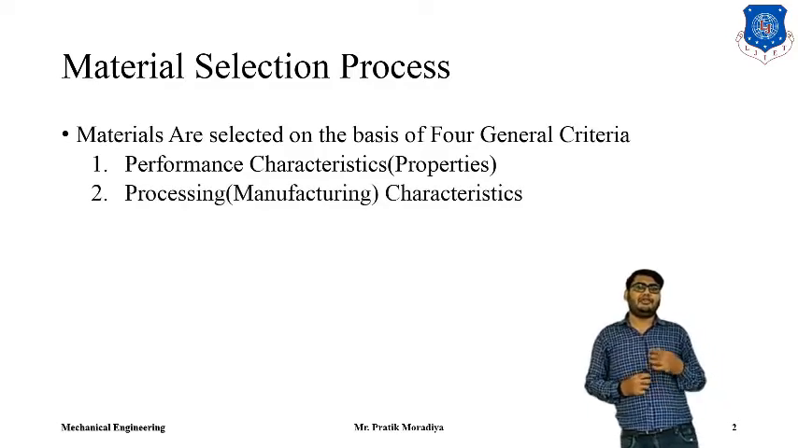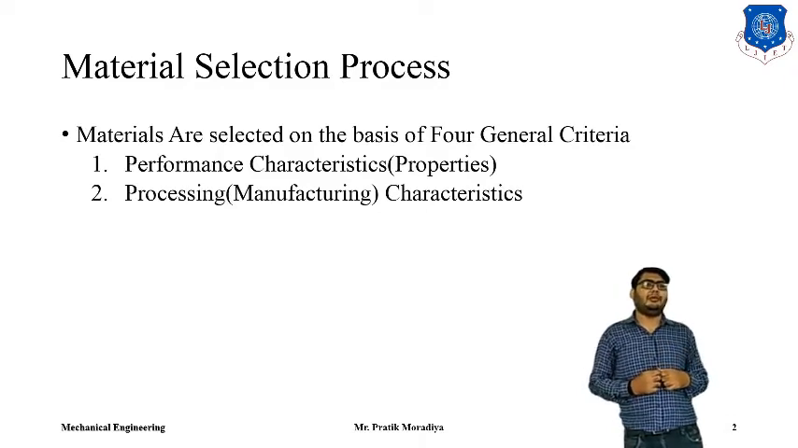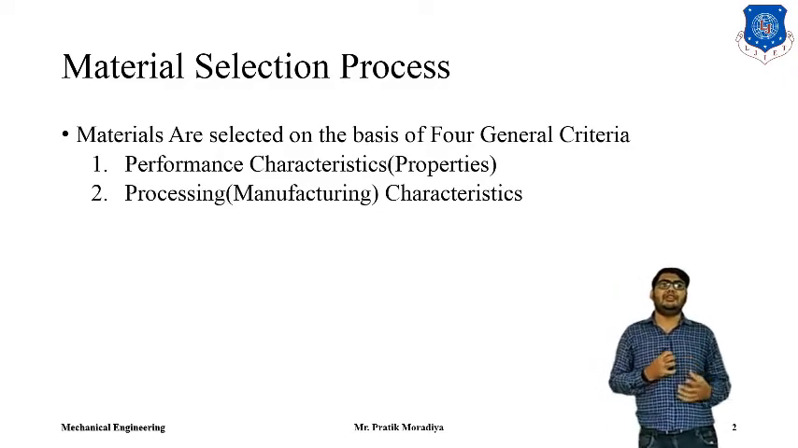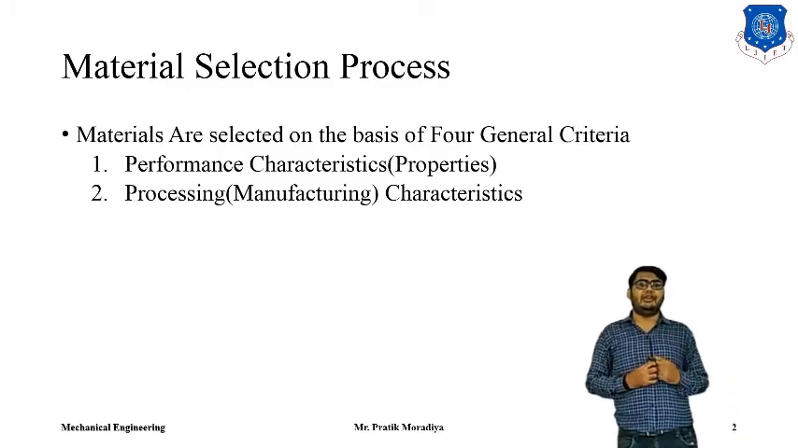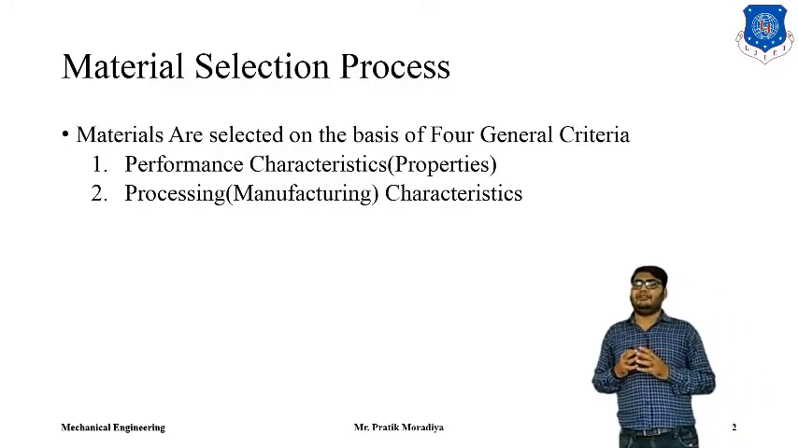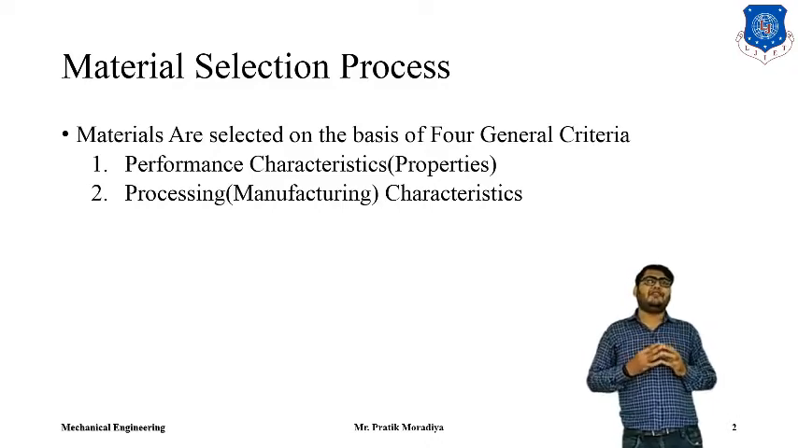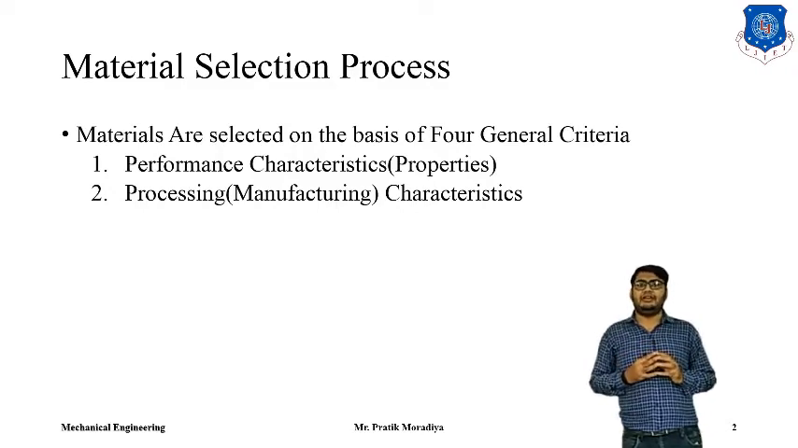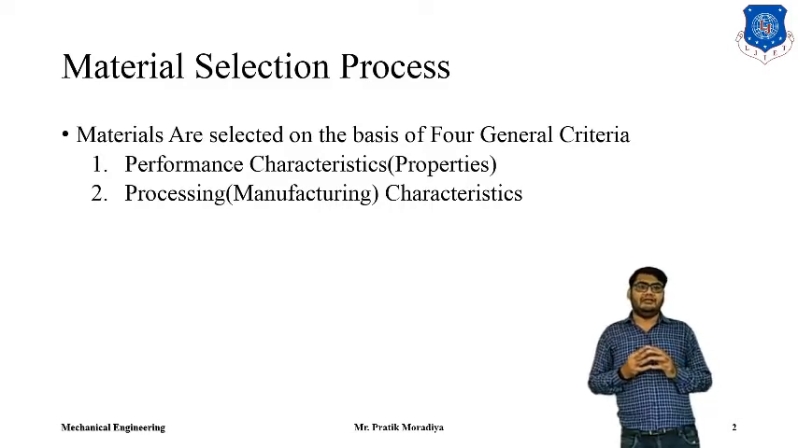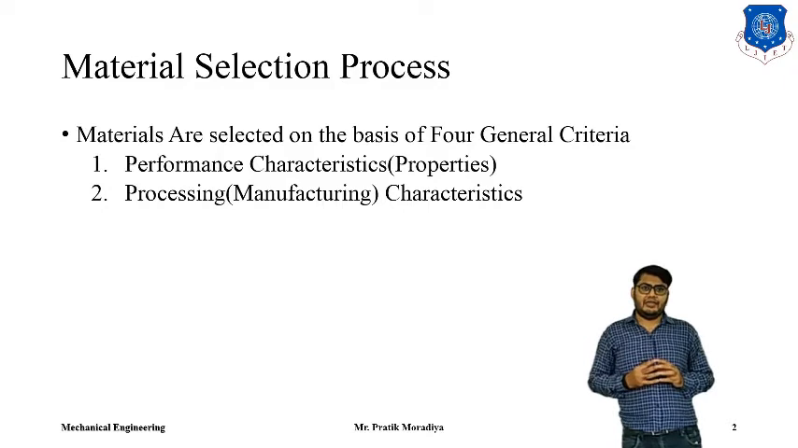And then we also consider processing characteristics or manufacturing characteristics. Basically, we consider the manufacturability of the material. Suppose I find a material which is a very good candidate for performance characteristics. Let's take an example that I want to manufacture a table which has 4 legs. For these legs, I can use stainless steel, cast iron, or titanium alloy.